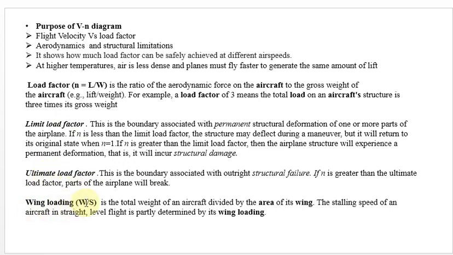Wing loading, we simply denote by W by S. S is nothing but the wing area. So that is W by S, where wing area is S. It is the total weight of the aircraft divided by the area of the wing.